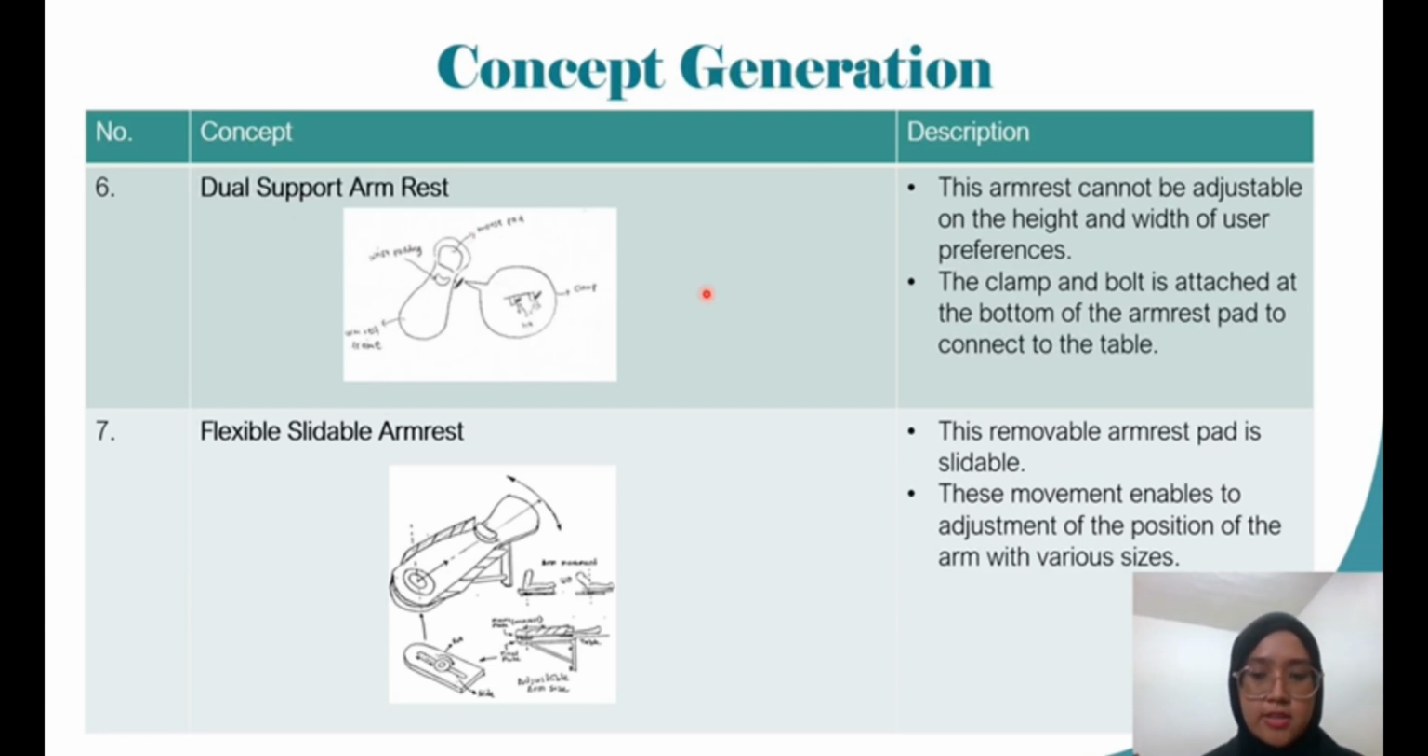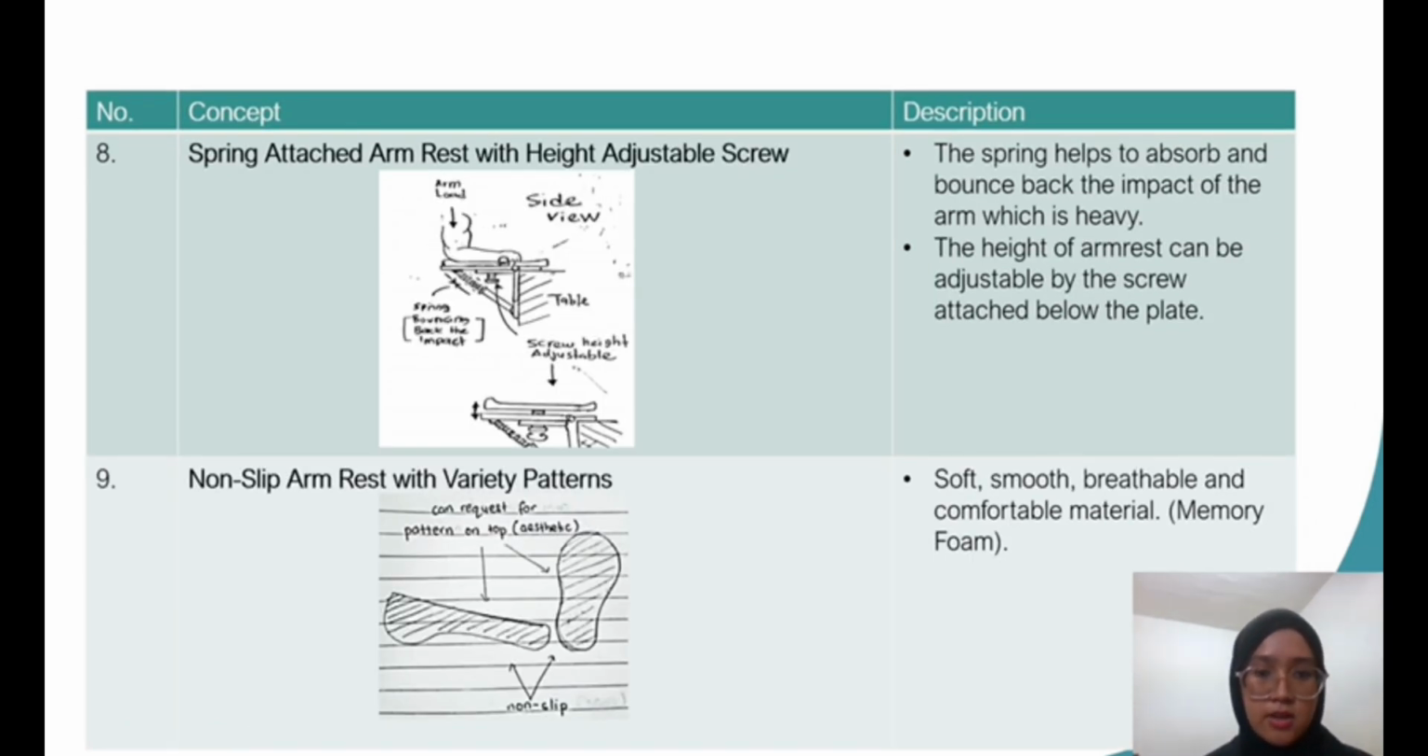This armrest can be adjusted on the height and width to the user preference, and then flexible slidable armrest. This removable armrest is slidable, and the movement can be adjusted in position with various sizes. Then we have a spring attached armrest with height adjustable screw that contains a spring that helps to absorb and bounce back the impact of the arm, and the height can be adjusted by the screw below the plate.